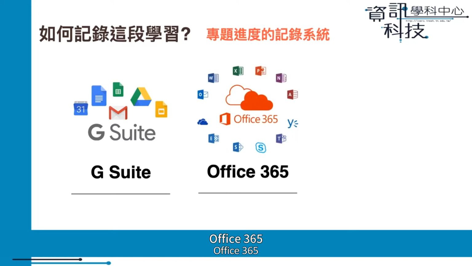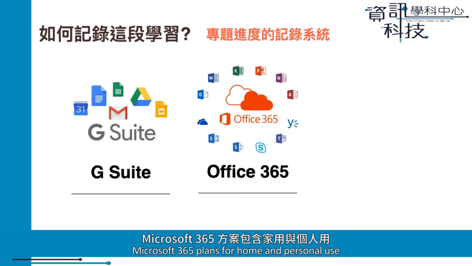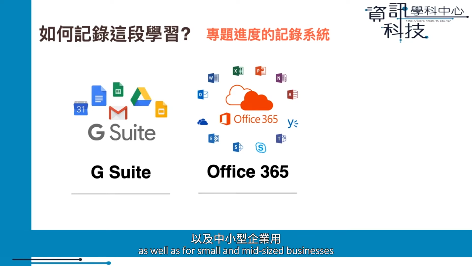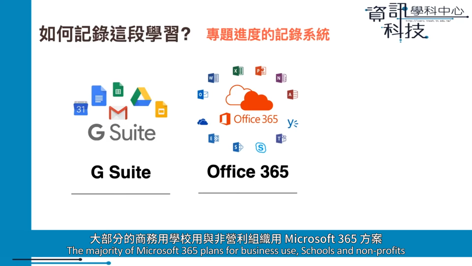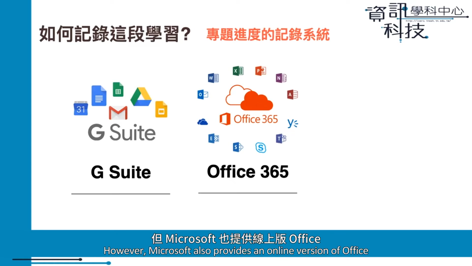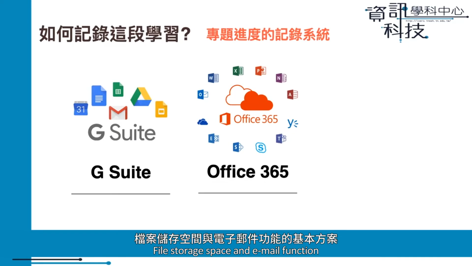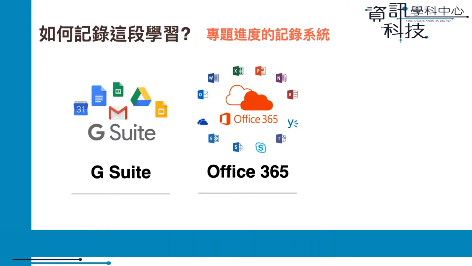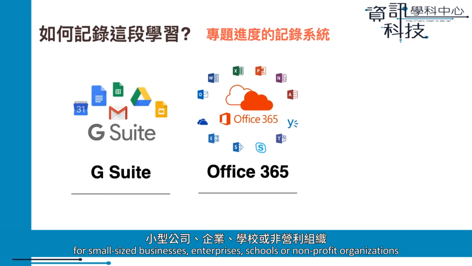Office 365. Microsoft 365 plans for home and personal use, as well as for small and mid-sized businesses, for enterprises, for schools and nonprofit organizations. The majority of Microsoft 365 plans for business use, schools, and nonprofits all include a conventional type of application program with full installation. However, Microsoft also provides an online version of Office, file storage space, and email function. You can determine the most suitable package for small-sized businesses, enterprises, schools, or nonprofit organizations.